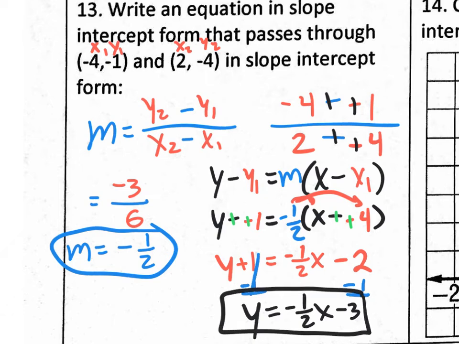So that one was a lot of work. You had to use a slope formula, and then you had to use the point slope form, and then change it to slope intercept form. It's like 3 problems in one right there.